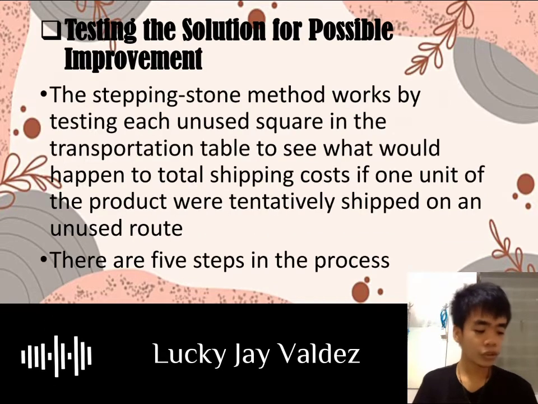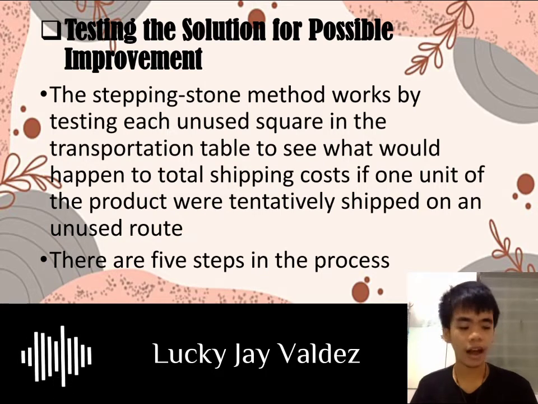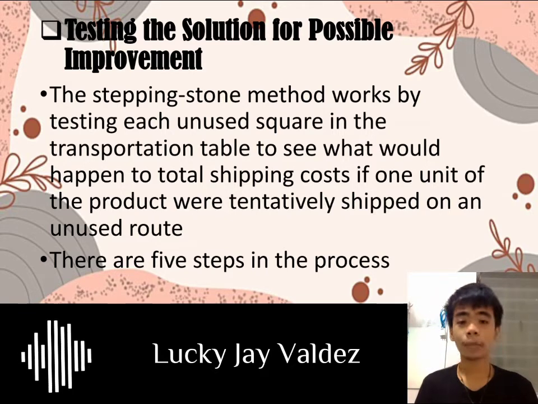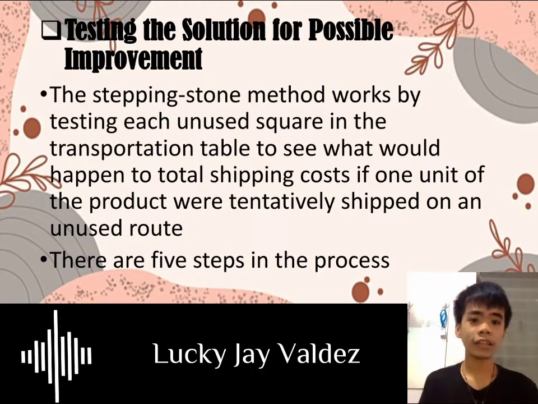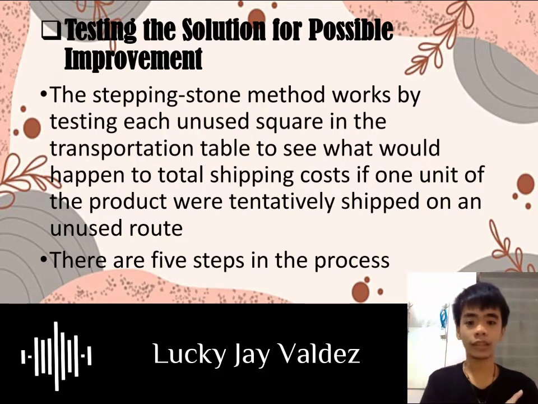So testing solution for possible improvement. So in this part, guys, the stepping stone method works. So nag-work siya by testing each unused square in the transportation table. So ito na yung tinatawag natin kanina, yung transportation table. So dito makikita natin yung number of columns and number of rows. So dito makikita natin yung from point A to point B. So ano yung point A, point B? So yung point A natin is yun yung saan galing yung product, and point B is saan siya i-deliver.